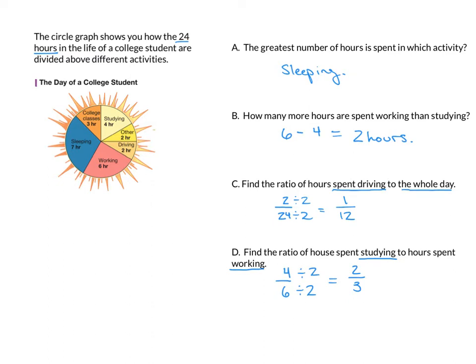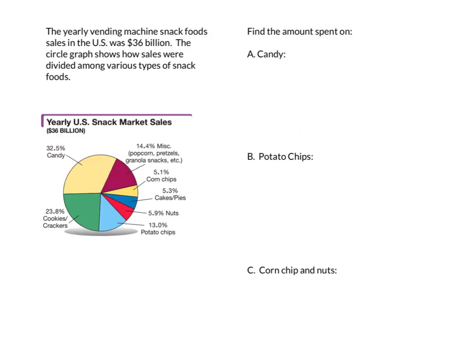All right, so this is our first circle graph. Notice that each pie tells us how many total hours we spent. This is not the percentage one, so now let's go ahead and look at a percentage one. Okay, so we have the yearly vending machine snack food sales in the US was $36 billion. The circle graph shows how sales were divided among various types of snack foods. So notice that each one of these pieces has a percentage next to it. So we want to find the amount spent on candy.